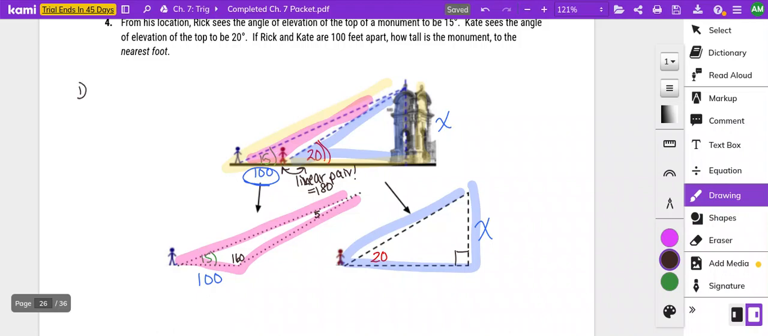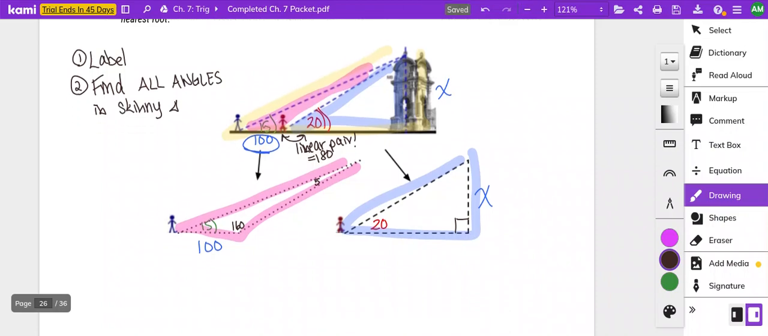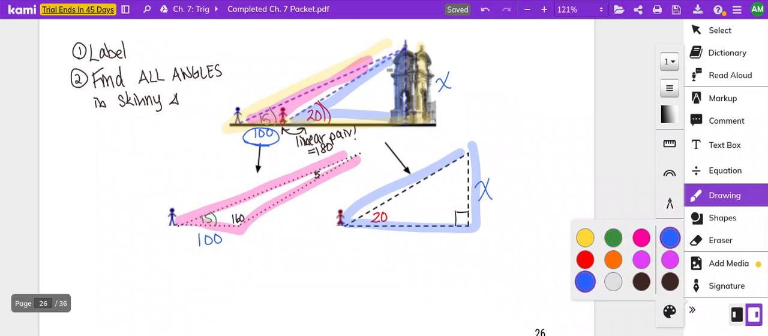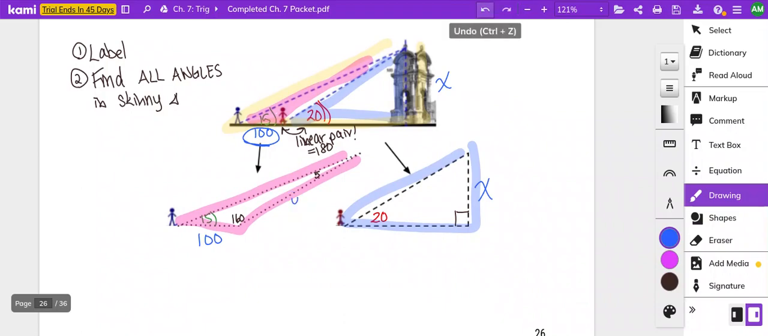So our steps are now to label. Then we're going to find all the angles in the skinny triangle. Once we do that, we can use law of sines. Now your question to me is going to be, which side do you need to find? You can find any side that you want, but this side I think is the one that's usually the most helpful. And usually I put a Y there instead of an X. But if I find this side, I can find that side because they're the same side.